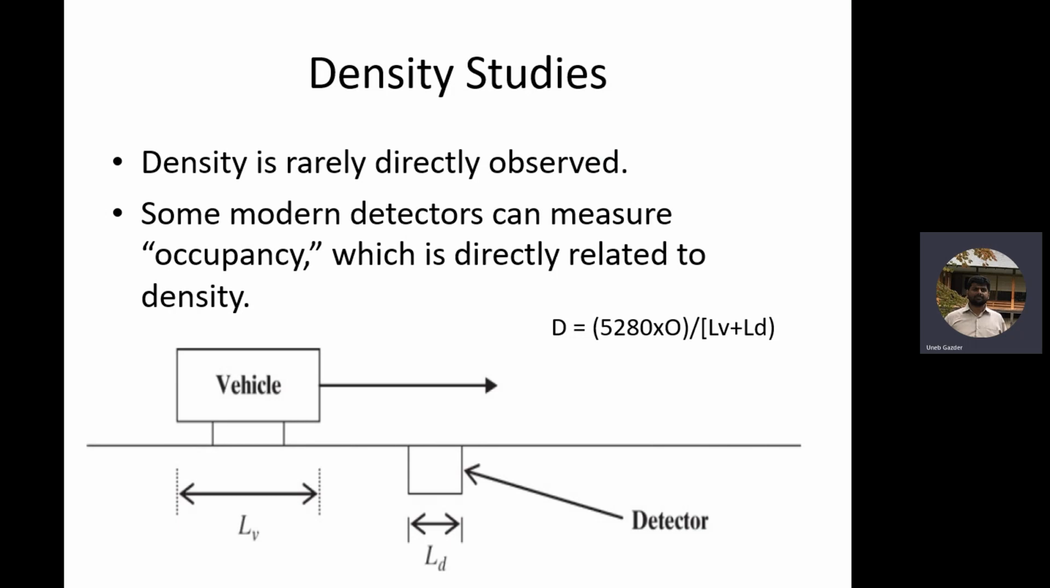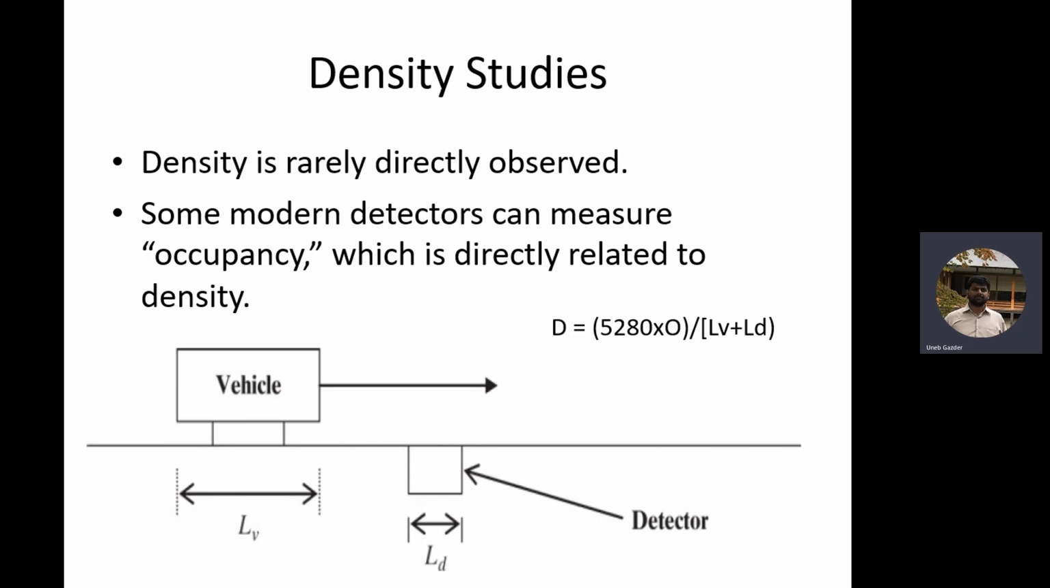This detector itself has a length LD. What is LD? The length of the detector. Then we have the length of the vehicle, which is LV. So density can be calculated using this equation. LV is the average length of vehicle. All vehicles don't have the same length, obviously. LD is the length of the detector, which we already know because we put the detector.